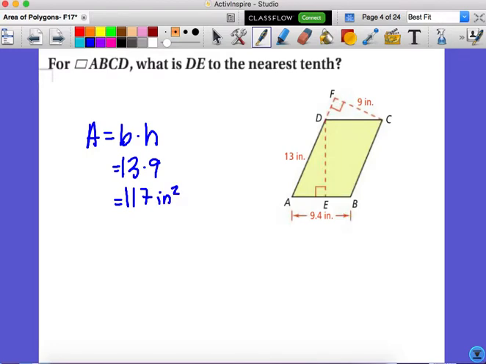So I know the area of that yellow region is 117 square inches all the time. So what I can do to find DE is look at this as my base with an unknown height. Because if our area never changes, then that base times the height should also equal the other base times the height. So I'm going to take that 117 and divide by 9.4, and it did tell me to round to the nearest tenth, so my height is approximately 12.4 inches.